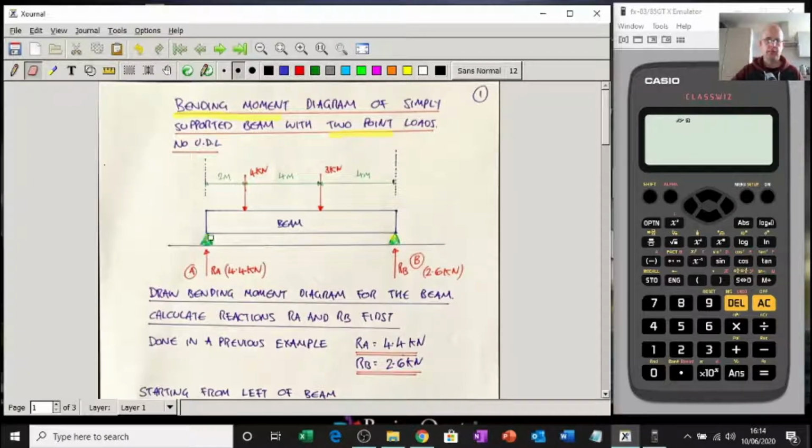So here's my beam. We've seen this before because we drew a shear force diagram of this. 4 kilonewtons coming down there, point load. 3 kilonewtons coming down there, point load. No UDL, which makes things a bit better for us. No UDL. Don't forget that UDL can be the weight or it can be something on the beam. So we haven't got any UDL, which makes it a bit easy for us.